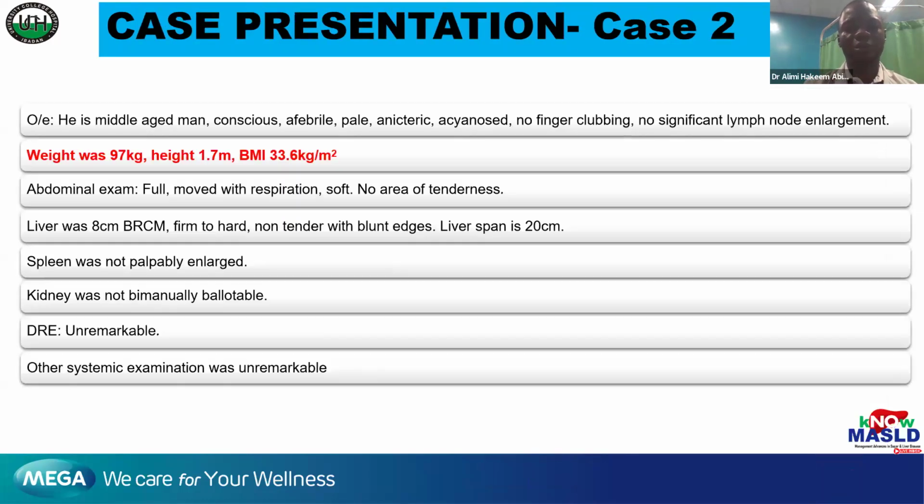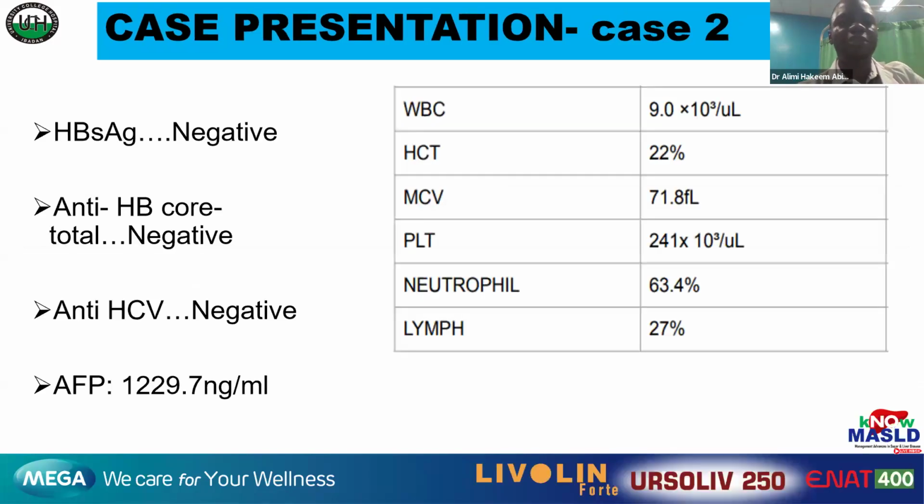So the main finding on clinical examination is that his weight was 97 kg with a height of 1.7 m. BMI was 33.6 kg per meter squared. Again, the liver was enlarged, 8 cm below the right costal margin. It was firm to hard, non-tender with blunt edges. The liver span was 20 cm. The spleen was not palpably enlarged. The kidneys were not bimanually ballotable or palpable. The DRE was unremarkable. The systemic examination was essentially normal. Next slide. So he had viral screening done.